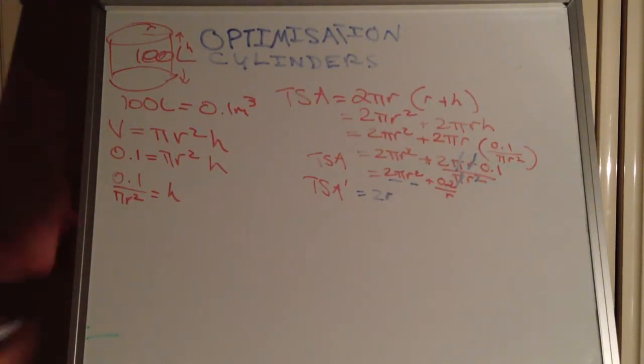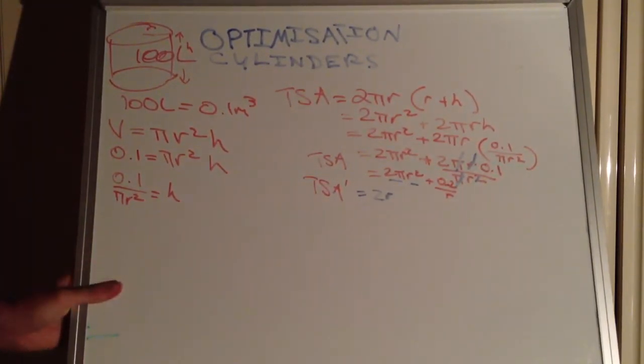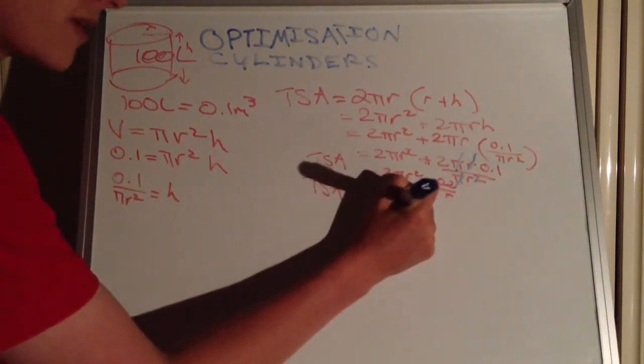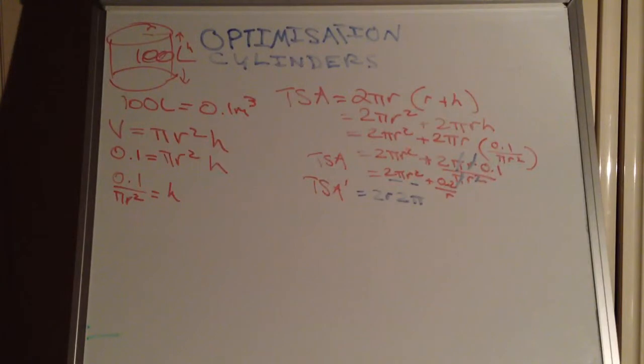And then, again, it's just the derivative of that, which is going to be 2r. Anything raised to the power of 2 is just going to be 2 lots of that anything. And then we multiply it by the first term as is. So it's 2 pi 2r, or 2r 2 pi, depending on which way you read it around. Okay, and then we differentiate the second part of the equation.